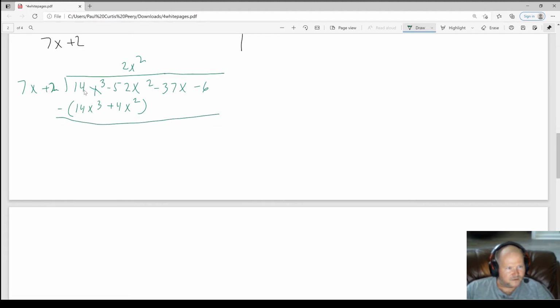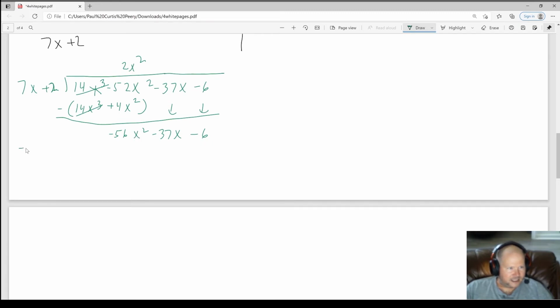The 14x cubed minus 14x cubed cancel out. Then 52x squared minus positive 4x squared, 52 minus 4, is going to be 48, and we are going to keep the x squared. Then we just bring down everything. You can be selective if you know what you're doing, but I'm just going to bring down everything.